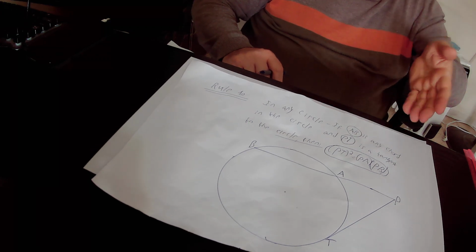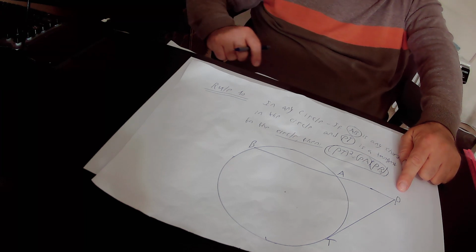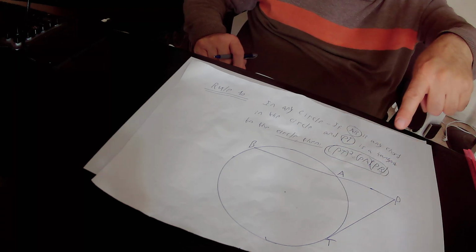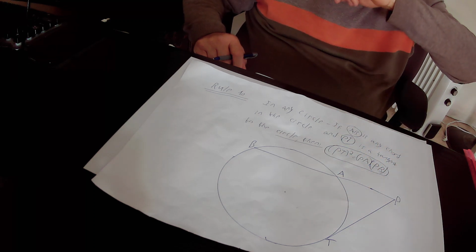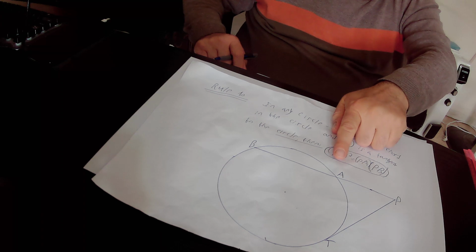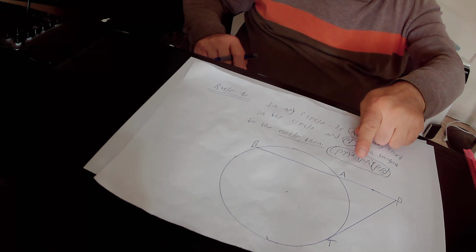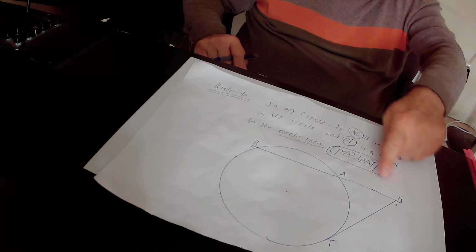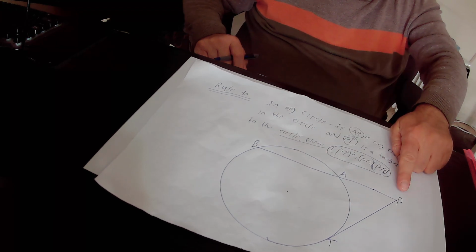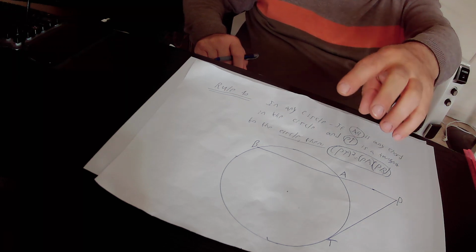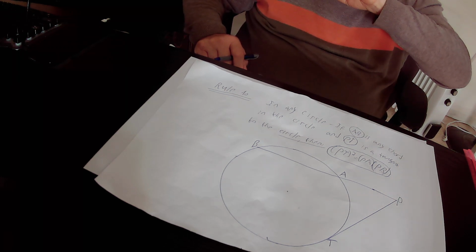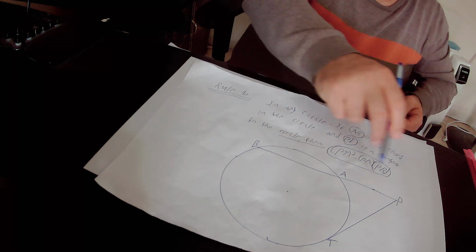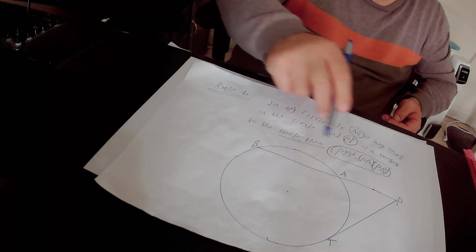if we have a common external point P, and from the common external point P we draw tangent PT, which is tangent to this circle at point T, and we also have chord BA, and the extended chord BA touches the common external point P, then in this drawing the following equation is true: PT square equals PA times PB.